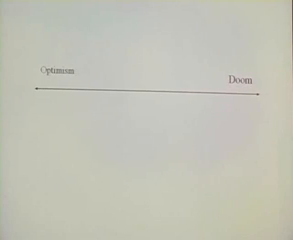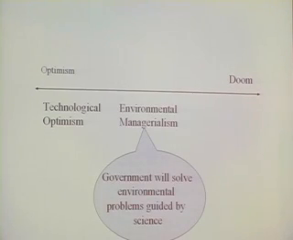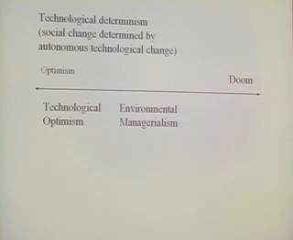To go through this simply, there is technological optimism. The people that George Bush particularly likes to listen to fall into this category. There is environmental managerialism, which is the common way in which international meetings and governments think about the environment. Both of these are subject to the limitation that they assume a technological determinism, that social change is largely determined by an autonomous technological change.